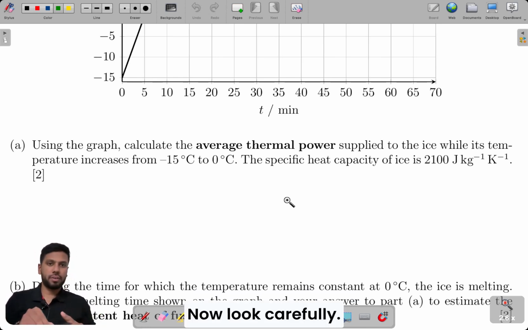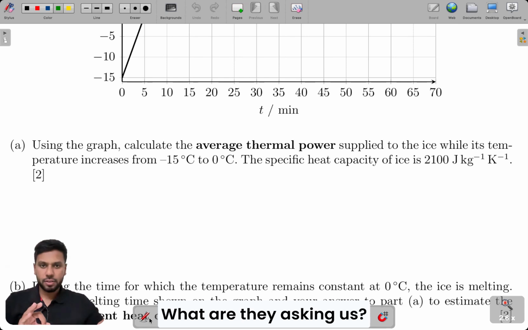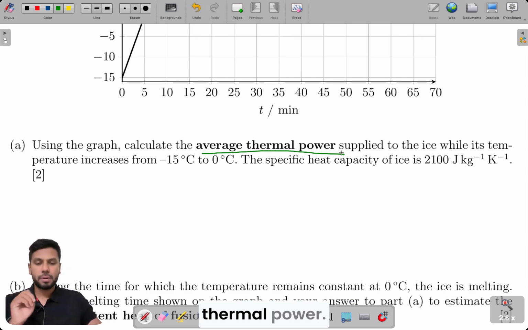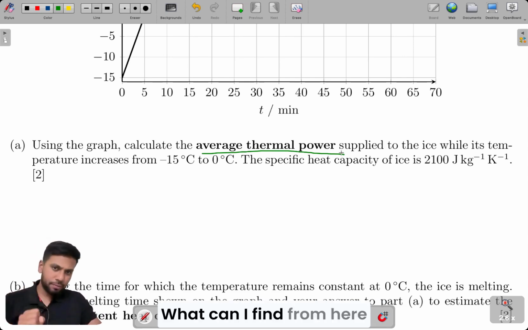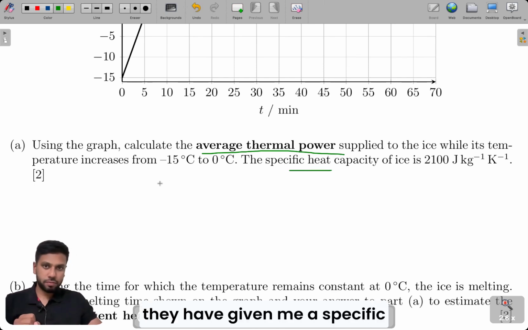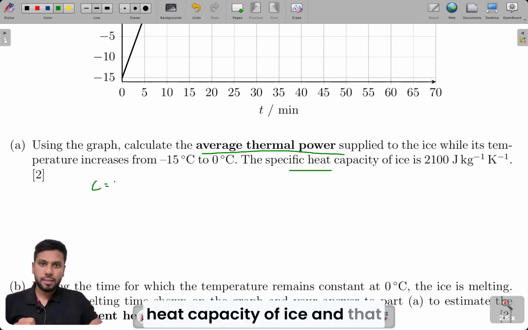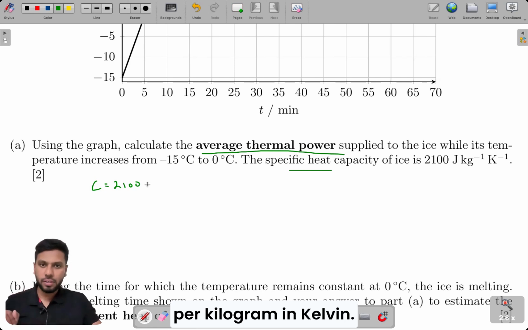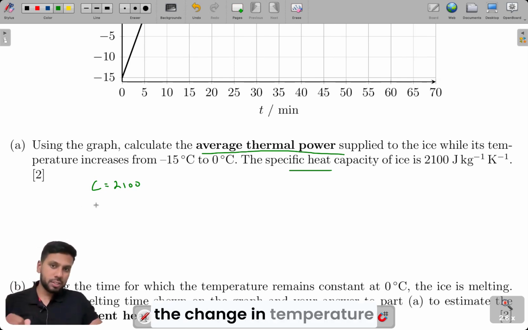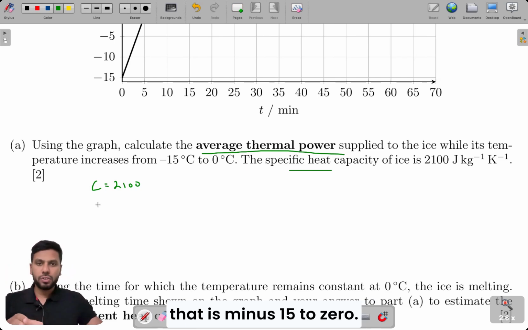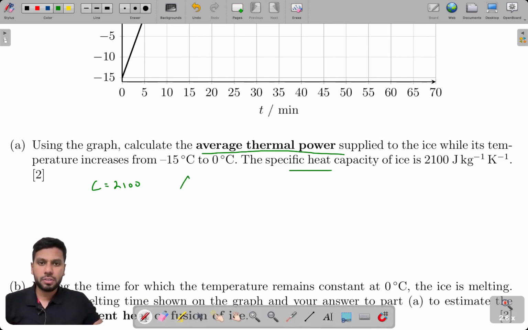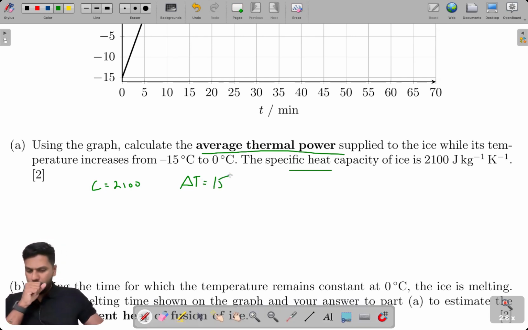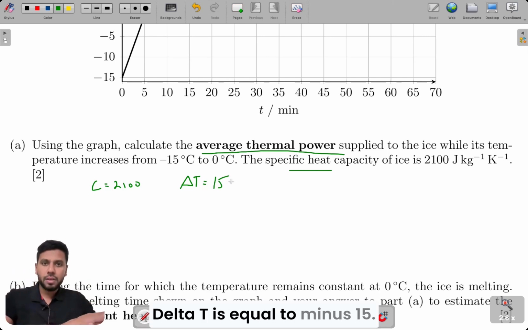Now look carefully. What are they asking us? They are asking us the average thermal power. What can I find from here? They have given me the specific heat capacity of ice, and that is 2100 joules per kilogram per Kelvin. And they have given me the change in temperature, that is minus 15 to 0. So obviously, what is the change in temperature? Delta T is equal to minus 15.